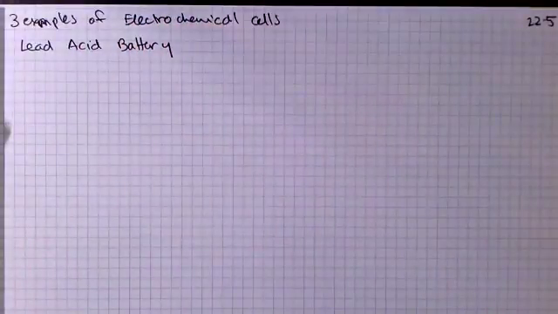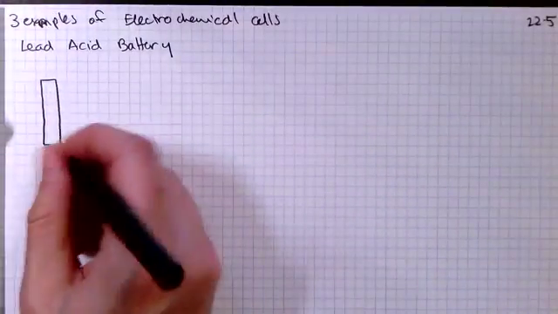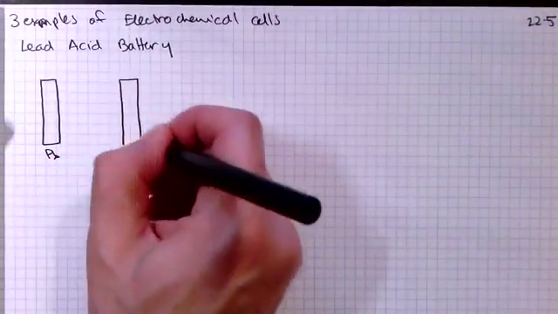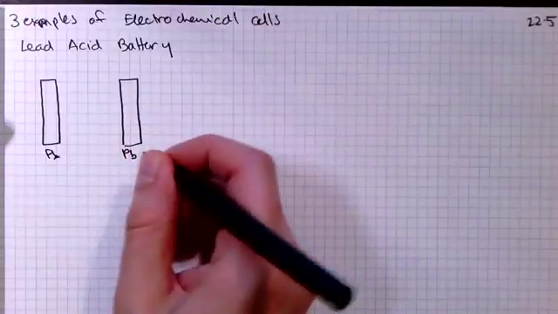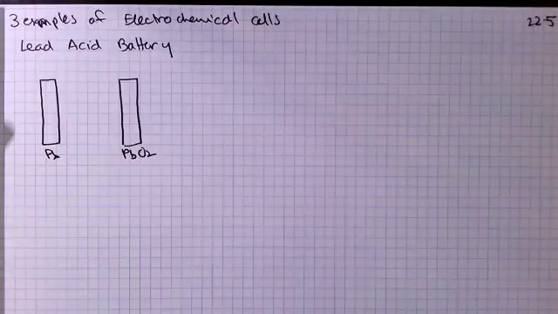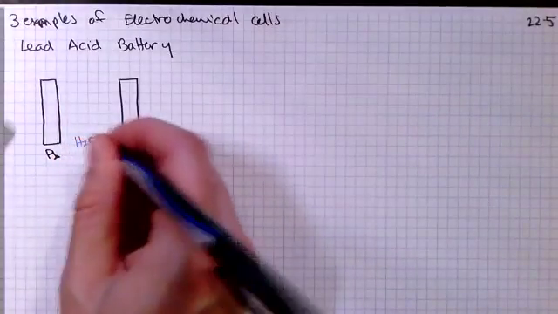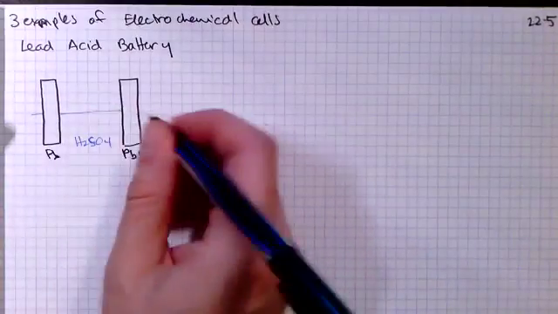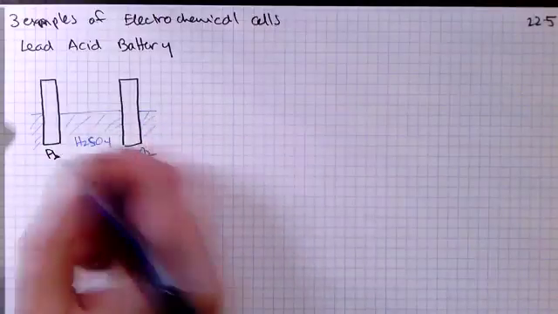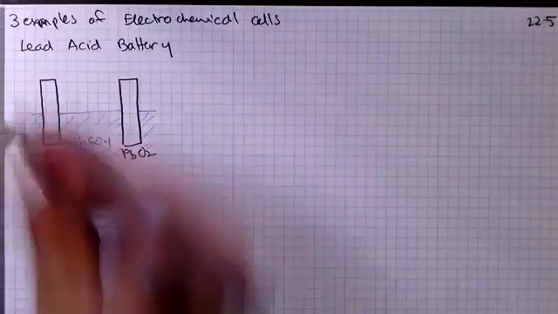And the basic structure of the lead-acid battery is that we have one electrode is lead, one electrode is lead oxide, and the electrolyte in this case is sulfuric acid. Okay, and these are in some cell in your car and other places.